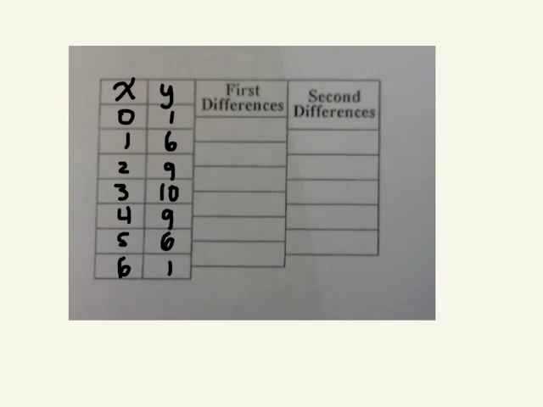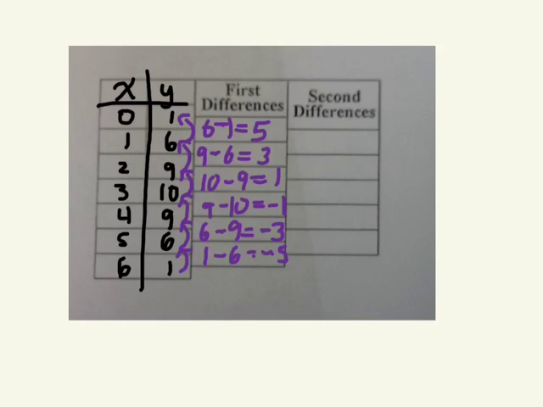Okay, so in this last example, again, we're looking at a table of values. We're given the values of x and y. We're going to figure out if this is linear or quadratic. So let's figure out the first differences. Does everyone remember how to figure out the first differences? Okay, so what am I subtracting? Good. 6 take away 1 equals 5. Then I'm going to subtract 9 take away 6. So just by calculating the first differences, we see that they are 5, 3, 1, -1, -3, -5.